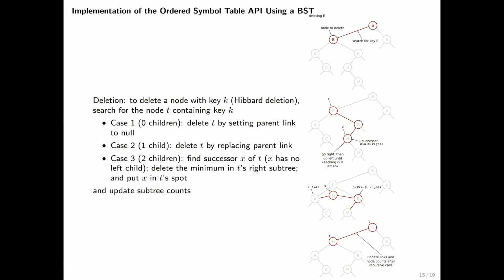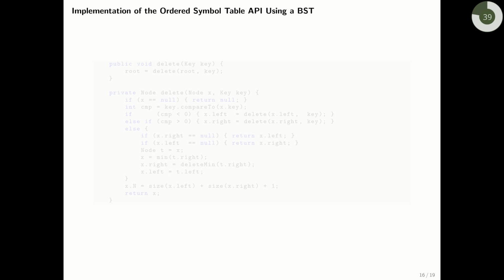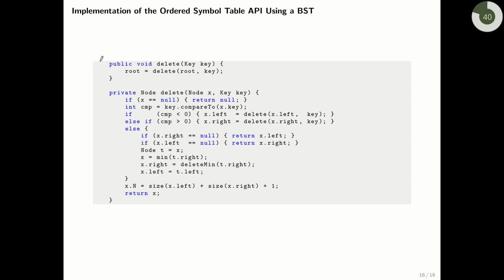So now let's look at how this is done in code. So here again we have delete as an overloaded method. So we have the public delete method that takes a key that we want to delete as an argument, and it makes a call to the private delete method, giving it the root as the first argument and the key as the second argument. And this guy is simply going to return a reference to the root, which is assigned to root. Okay, so let's see how the private delete method works.